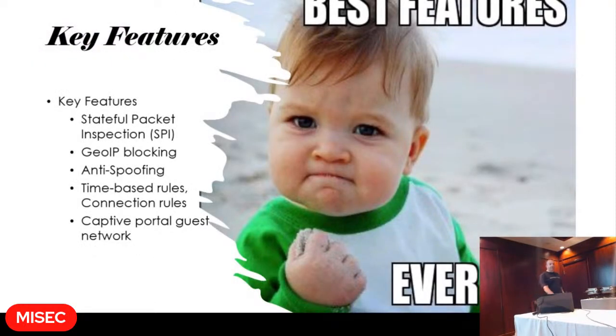Key features here. Stateful packet inspection. This actually allows the firewall to see what kind of information is being sent through it. So it has the ability to see what kind of packets flow through it and whether they need to be blocked or not. And since it's stateful, once it knows what to do, it's going to keep doing that forward throughout the session it has. It also has GeoIP blocking.